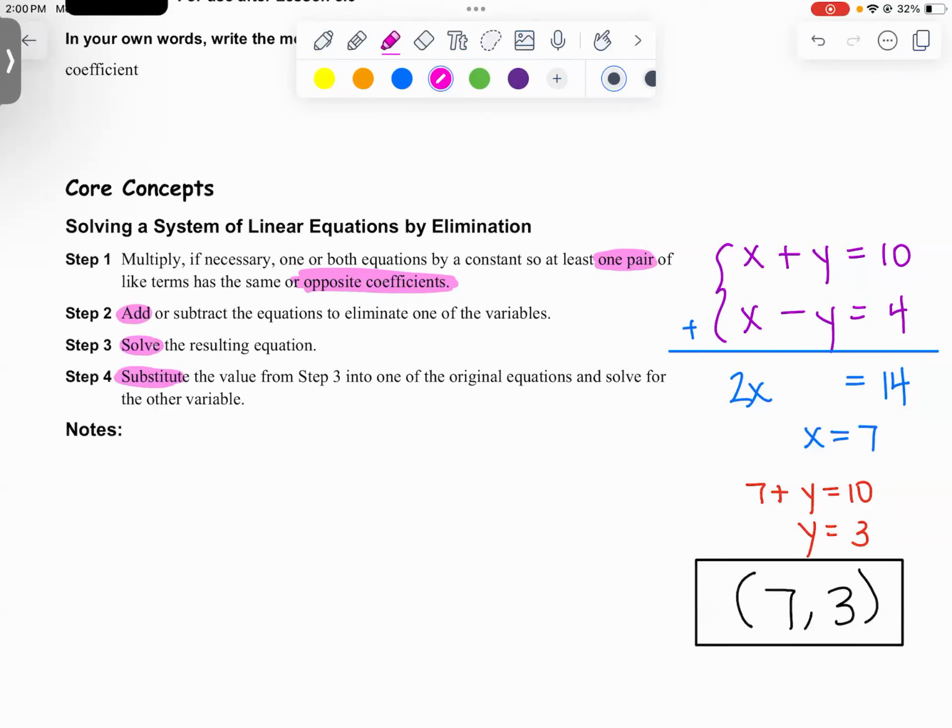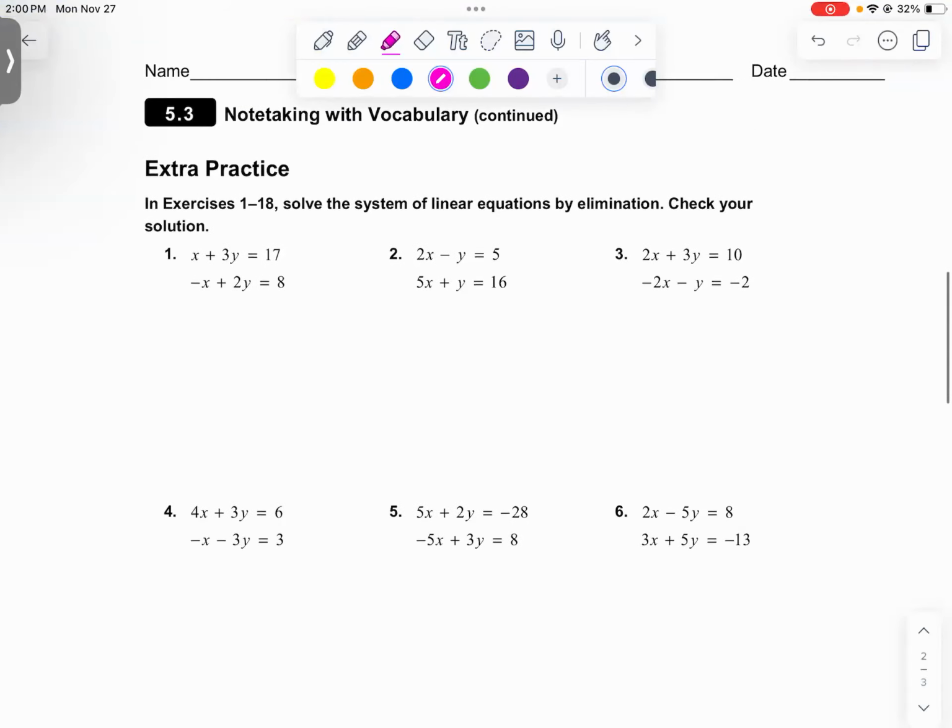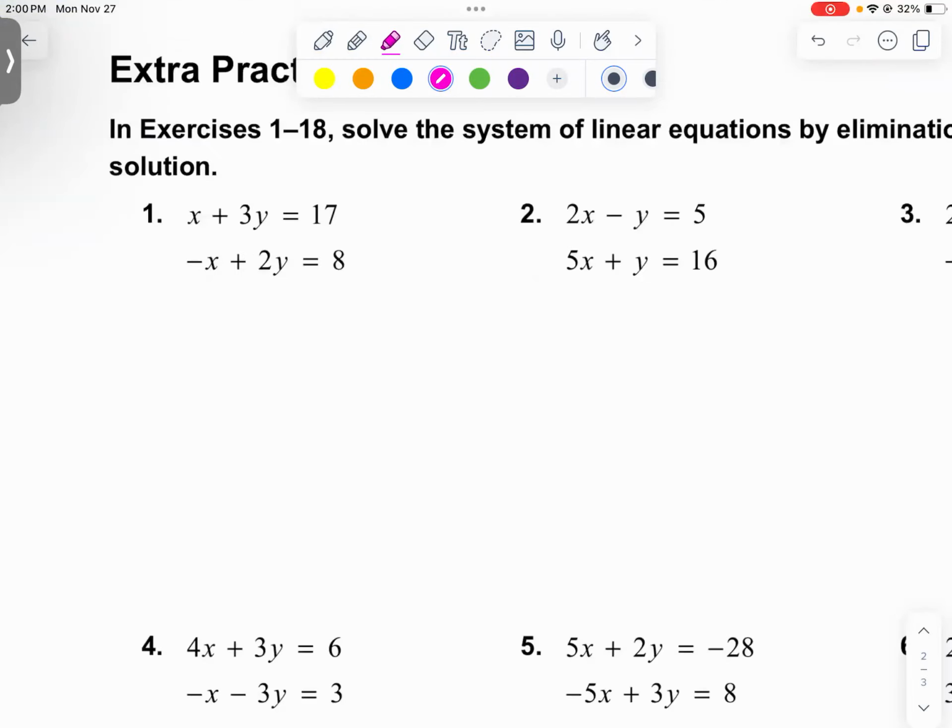Okay, now, some of you are thinking, oh yeah, I like elimination way better than substitution. There are going to be times where substitution is better. There's going to be times where elimination is better. And as we go through today, we'll talk about when that's going to be the case. All right, so go ahead and turn to the extra practice page.